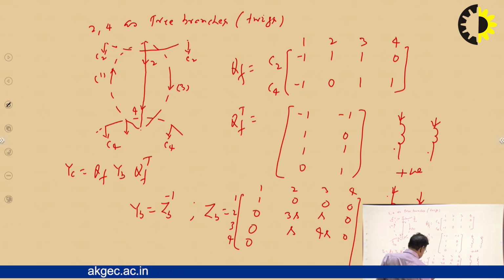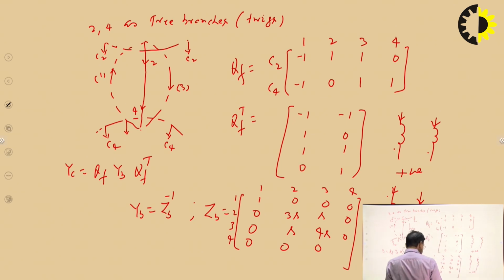Now, no coupling, and the self impedance is 2s, and 1 by 2s. So, this is ZB. Now, you have to find the YB.